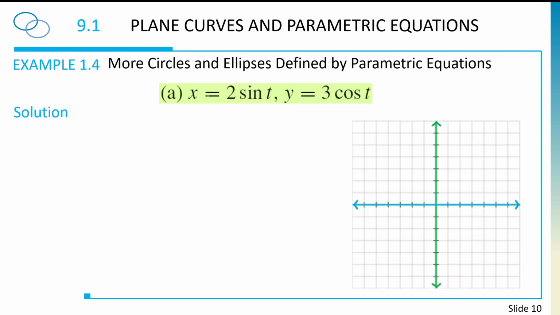Part A, they told me x equals 2 sine of t, y equals 3 cosine of t. Remember, with all these questions, you can still use the table method. But what I'm using here is the elimination method. I need to eliminate t.